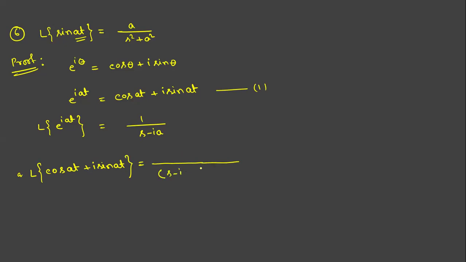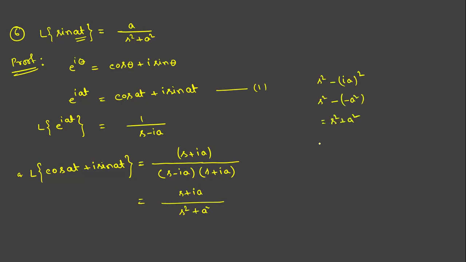Let's multiply both numerator and denominator by the complex conjugate, s plus ia. From the right-hand side, you are getting s plus ia divided by, so what is the denominator? This is a plus b into a minus b form. So you are getting s squared minus (ia) whole squared, which equals s squared minus i squared a squared, and that will be s squared plus a squared. Clear? So s plus ia divided by s squared plus a squared.